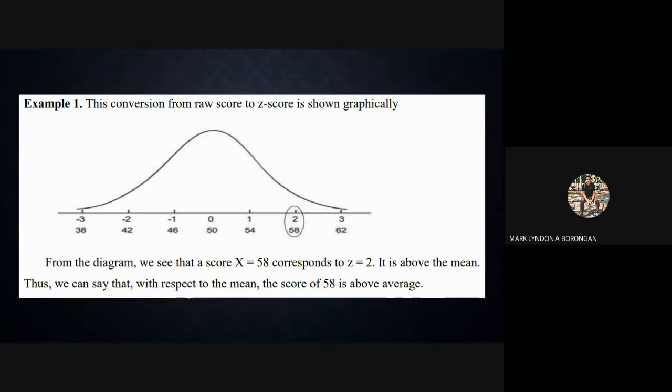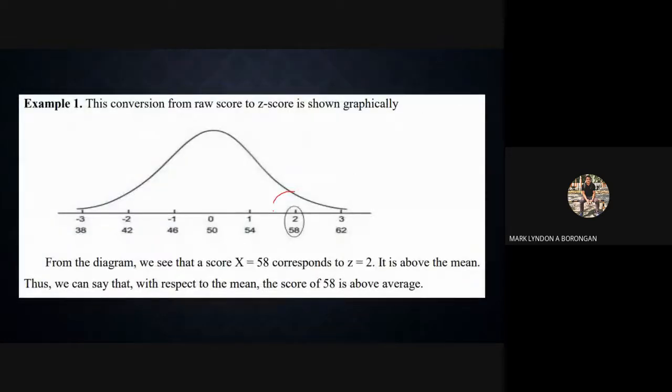So for example, we have there, this conversion from raw score to z score is shown graphically. So naa tay graph diri. So from the diagram, we see that score x equal to 58 corresponds to z equal to 2, di ba? Ang z nga 2 corresponds with 58 as our x, di ba? Our raw score. So this is what I meant sa katong gi-ingon ko nga matched sila. Okay, matched with specific areas under the normal curve. So ang specific area nga na-cover niya. Therefore, they are matched. Okay?